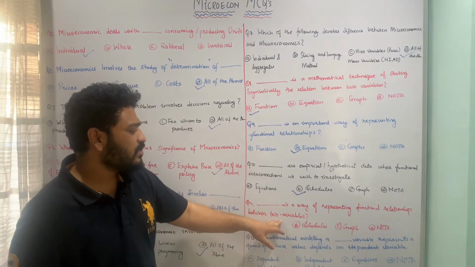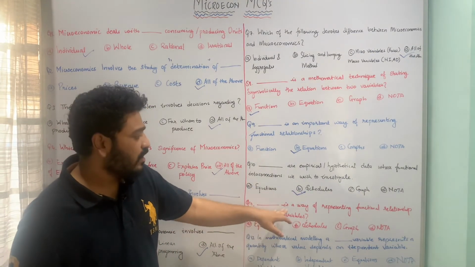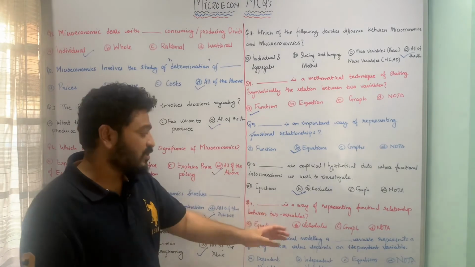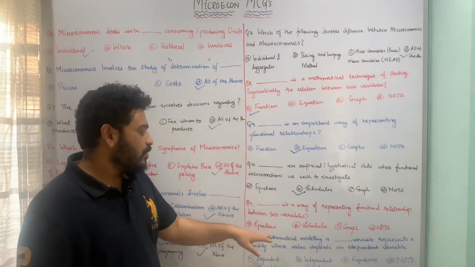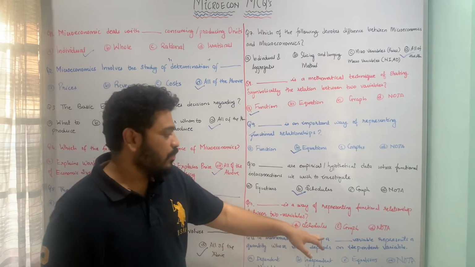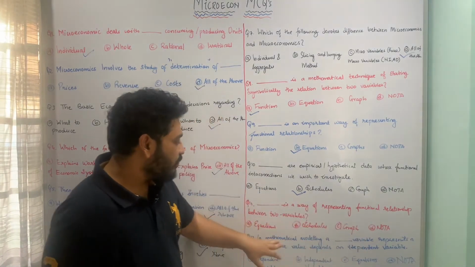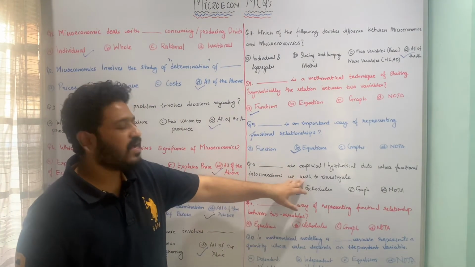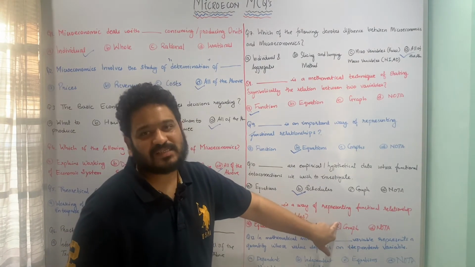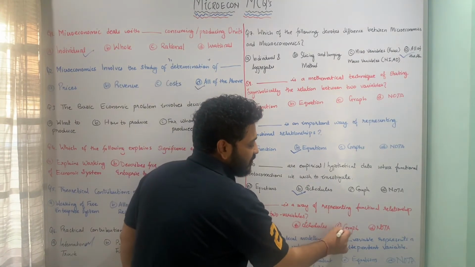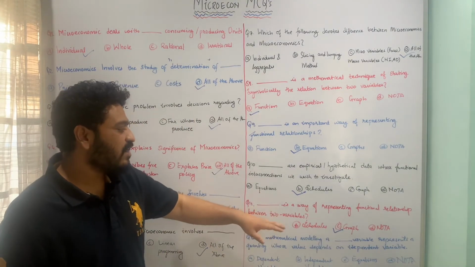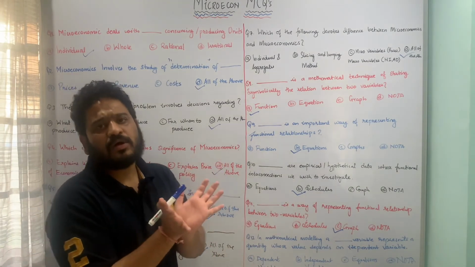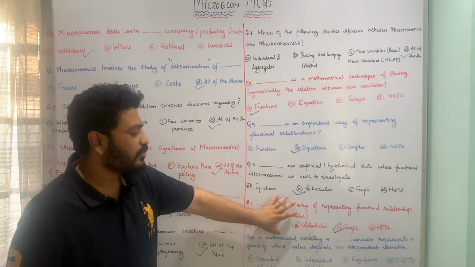Let us now move to the next question: dash is a way of representing functional relationship between two variables, whether it is equations, schedule, graph, or none of the above. We know what equations are, then we know what schedules are. The underlying option which is available with us is graphs. None of the above cannot be the answer, so graphs is the correct answer. It is a graphical way of representing functional relationship between two variables; you are doing it on two planes. So I hope this question is pretty much clear.